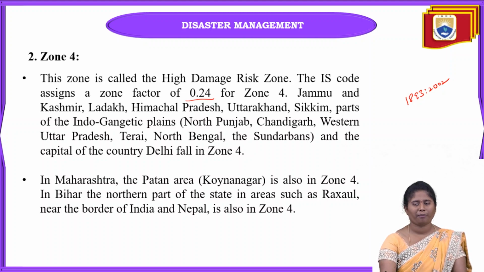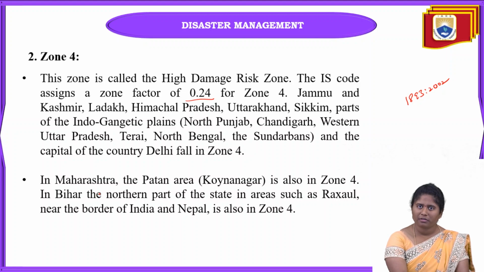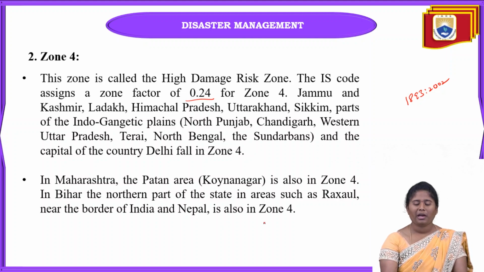The areas that come under zone 4 are Jammu and Kashmir, Ladakh, Himachal Pradesh, Uttarakhand, Sikkim, and also some parts of the Indo-Gangetic plains. Also the capital of the country, Delhi, falls under zone 4. In Maharashtra, Koyna Nagar also comes under zone 4. In Bihar also, and the India-Nepal border is also considered to be zone 4.